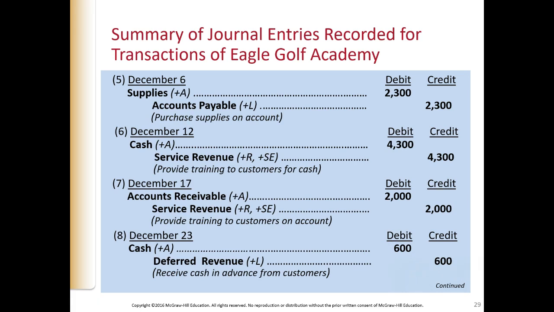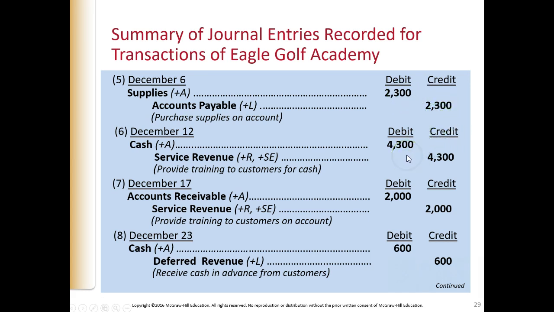You can look down through the other entries. With every one, the accounting equation still holds true, and now debits equal credits. We buy supplies on account. Debit supplies, an asset. Credit, accounts payable, a liability. We're increasing both of those.